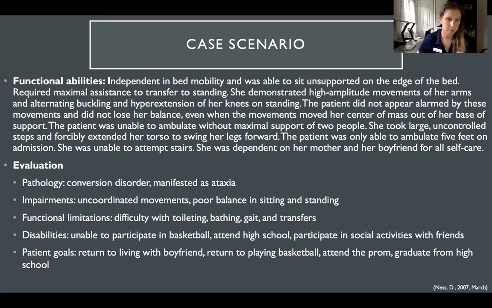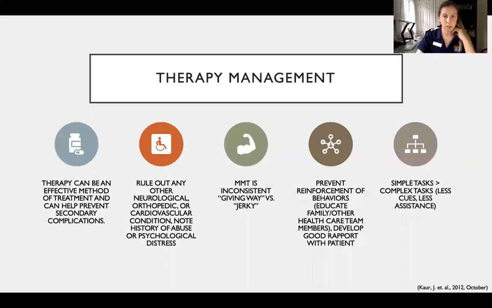So as far as the evaluation goes, they said it was conversion disorder, manifested as ataxia. Impairments included uncoordinated movements, poor balance in sitting and standing, functional limitations, difficulty with toileting, bathing, gait, and transfers. Unable to participate in basketball, attend high school, participate in social activities with friends. Her goals were to return living with her boyfriend, return to basketball, attend prom, graduate from high school. So, what do we do?